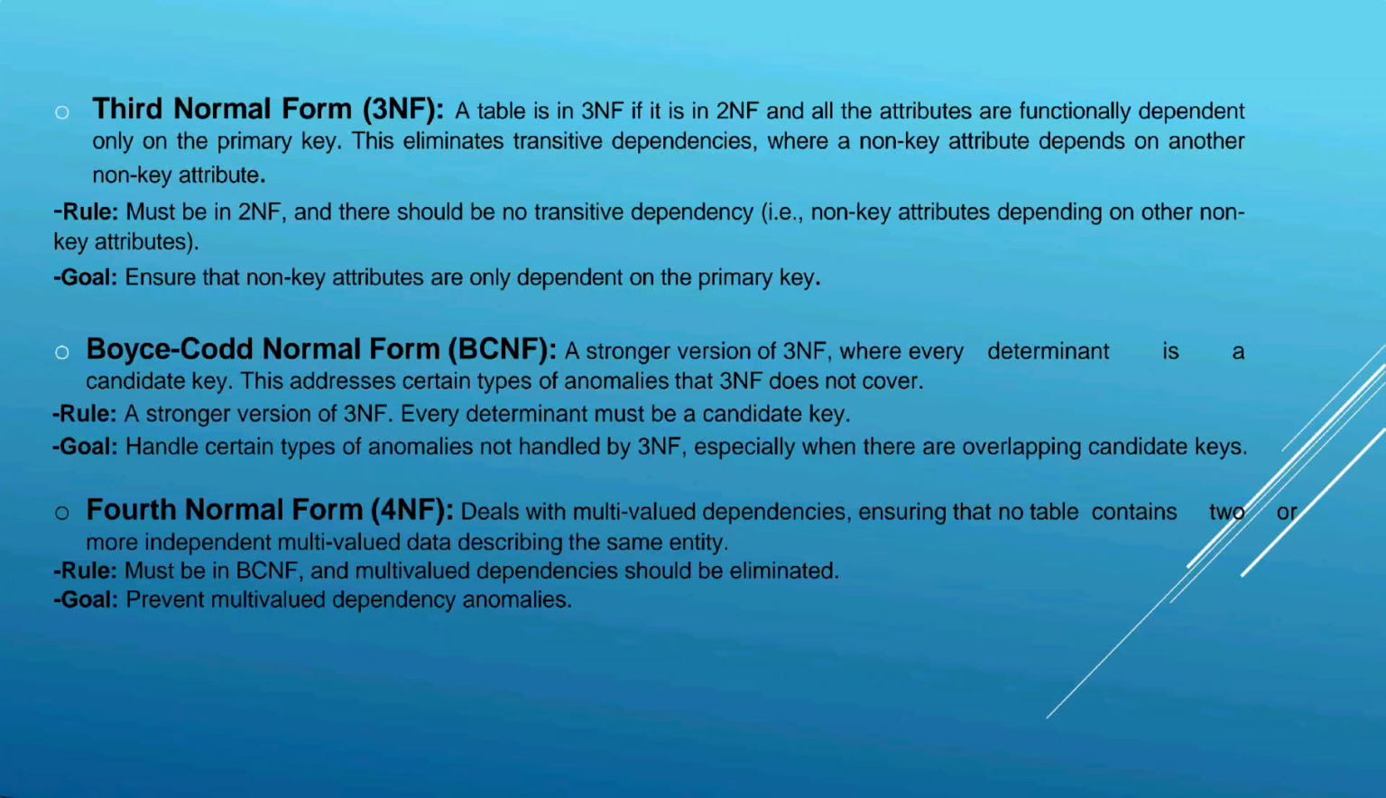Fourth normal form, 4NF, deals with multi-valued dependencies. It ensures that no table contains two or more independent multi-valued data describing the same entity. Rules: must be in BCNF, and multi-valued dependencies should be eliminated. Goal: prevent multi-valued dependency anomalies.